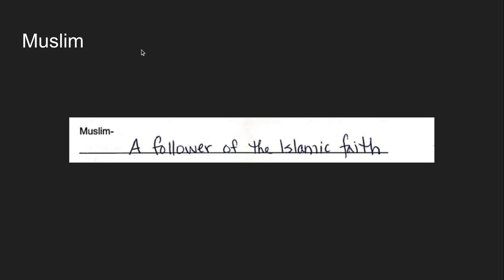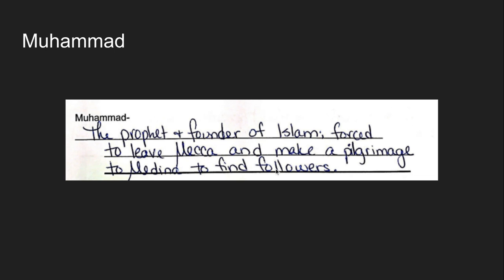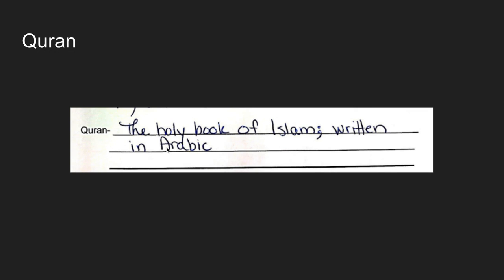All right, so what is a Muslim? A Muslim is a follower of the Islamic faith. Muhammad is the prophet of it, and he's the founder of Islam. He was forced to leave Mecca, and he ended up making a pilgrimage to Medina to find followers. So Mecca is the big place where it all kind of starts. He's forced to leave there and go to Medina to find followers. Then we have the Quran. The Quran is the holy book of Islam, and it was written in Arabic. So Quran is the holy book of Islam.